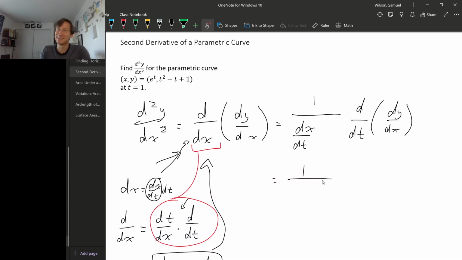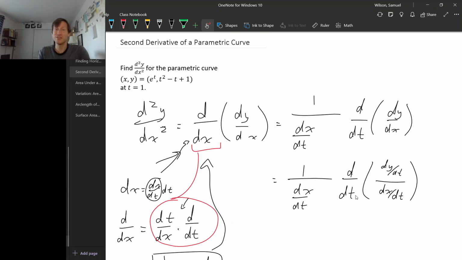All right, so 1 over the derivative of x with respect to t of the derivative with respect to t of, remember that dy dx, in terms of t, is dy dt over dx dt. Okay, so now there are two ways to go about this. We can either start computing derivatives and plugging everything in, or we could use the quotient rule to take the derivative of this quotient here.